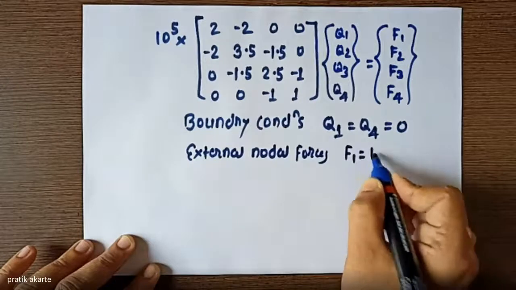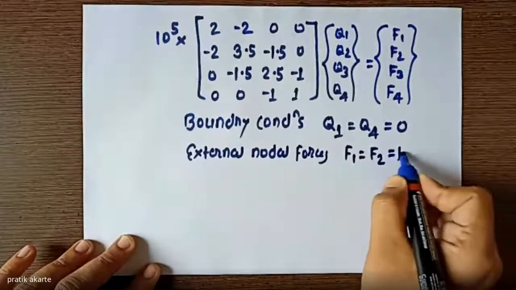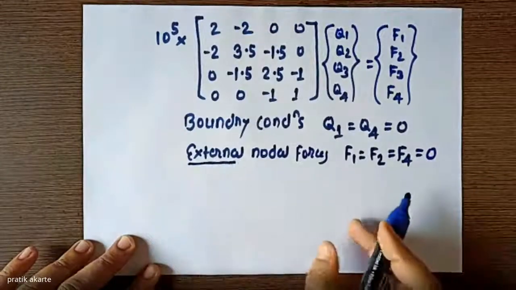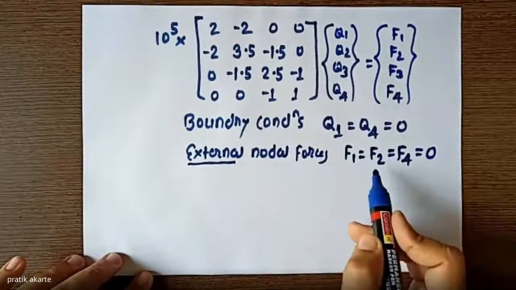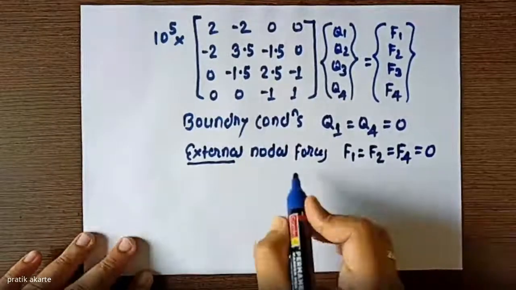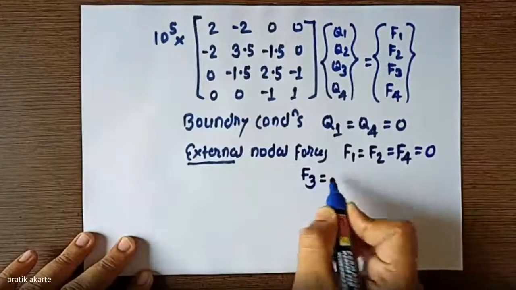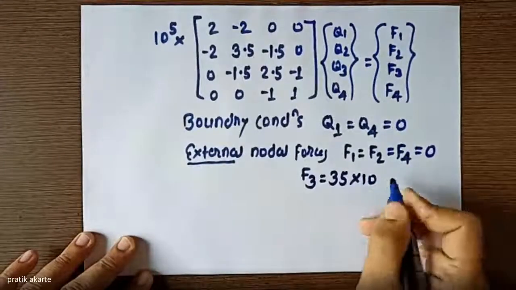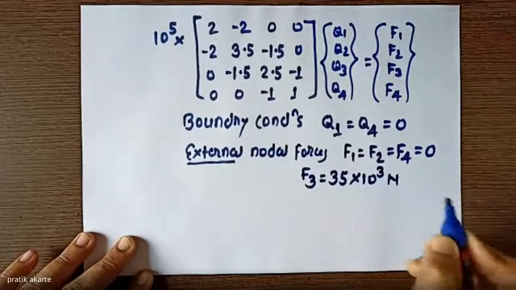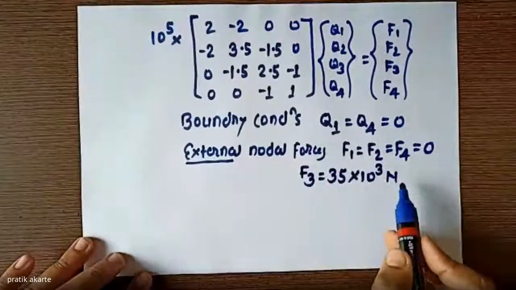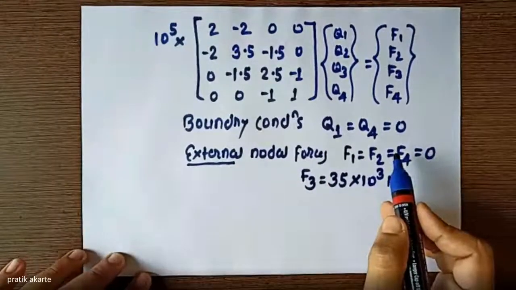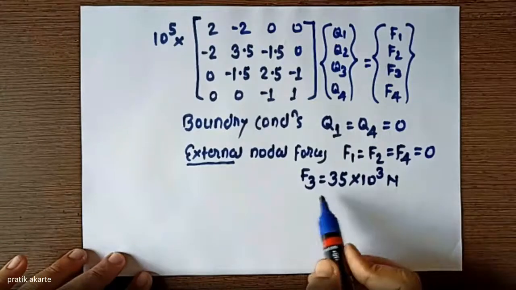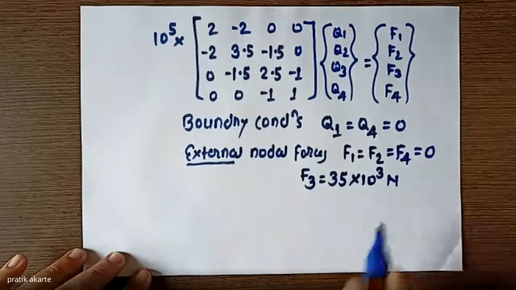Force at node number 1, force at node number 2 and force at node number 4 are 0. This word is important: external nodal forces are 0 at node number 1, 2 and 4. And at node number 3, the force is applied having magnitude 35 into 10 to the power 3 Newton. So these are the boundary conditions. At node 1 and 4, displacements are 0 since they are fixed. External nodal forces at node 1, 2 and 4 are 0, and at 3 it is 35 into 10 to the power 3.